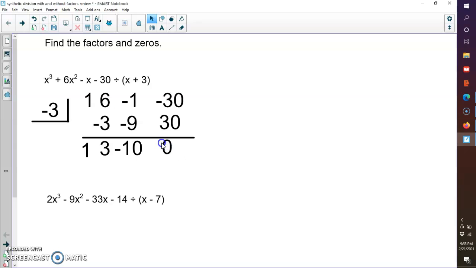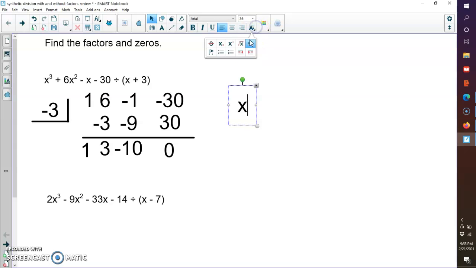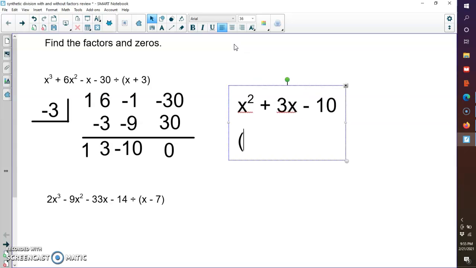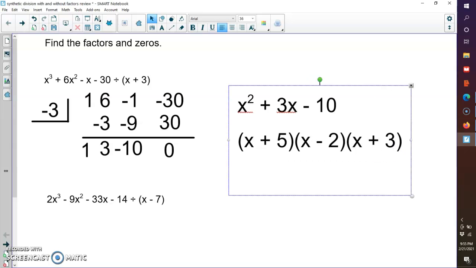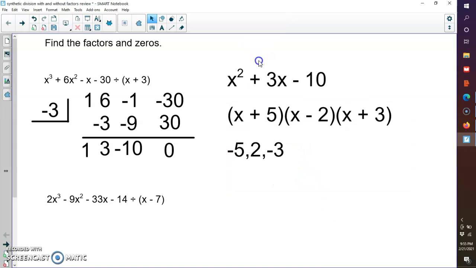And if we have 0 as our remainder, we're going to factor this depressed equation. So we're left with x squared plus 3x minus 10. And that factors to x plus 5, x minus 2, and then we need to include x plus 3, the given factor as well. So when I do my zeros, the 3 numbers that make the parenthesis equal to 0 are my zeros, -5, 2, and -3.